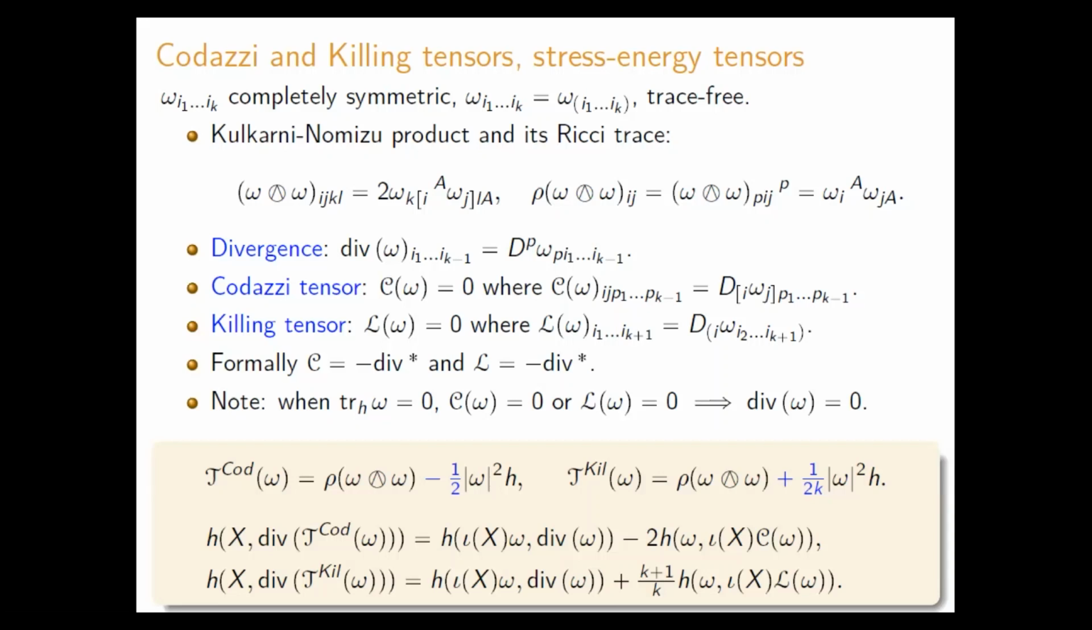The Codazzi tensor and the Killing one. The Killing one is just taking the completely symmetric part of the covariant derivative, and the Codazzi one is skew-symmetrizing over a pair of indices. So this one corresponds to sticking a box below, adding a row, and this one corresponds to lengthening the row.